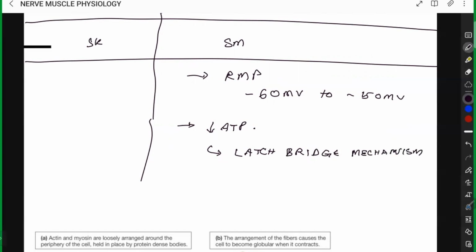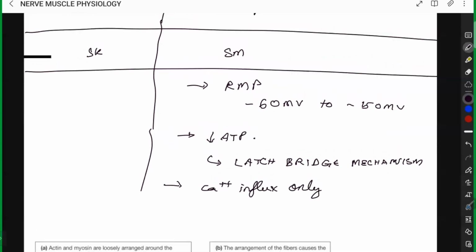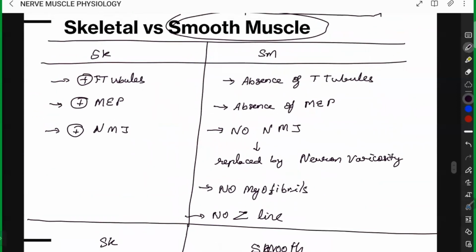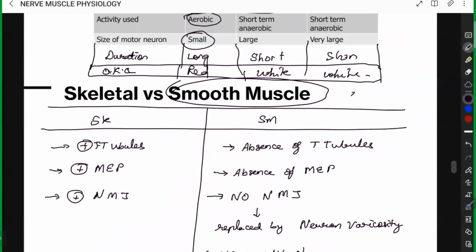Clear? So less ATP is required. Then how does the depolarization occur? There is no sodium influx at all. Only calcium influx is present. I have discussed 1, 2, 3, 4, 5, 6, 7, 8, 9, 10, 11 points. Even if an essay is asked, you will be able to write now.